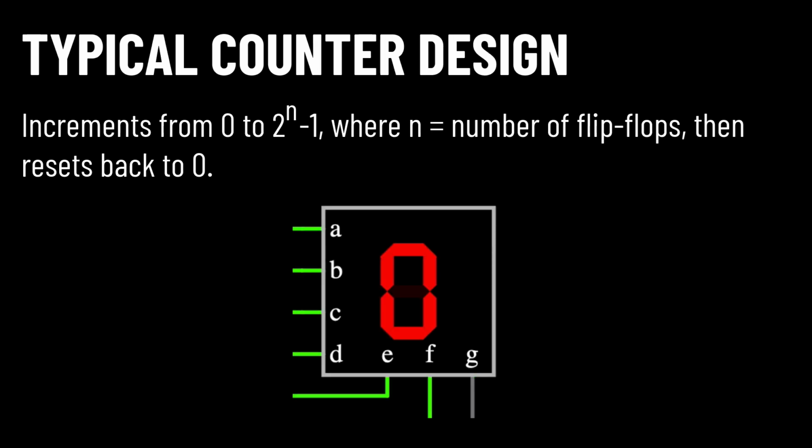A typical counter will start at 0, increment by 1, and then continue to increment until reaching 2 to the n minus 1, where n is the number of flip-flops in the counter, and then reset back to 0 and continue again.